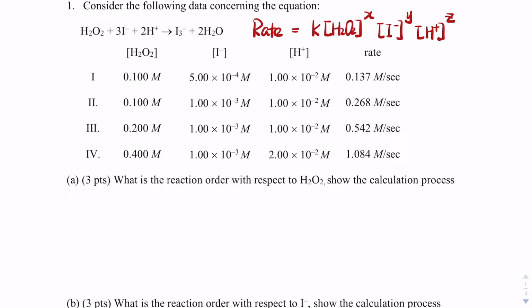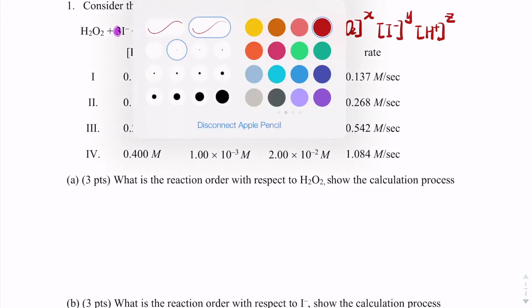Or you can use A, B, C, any symbols you want, but they represent unknowns. That's some number we don't know yet, and we're going to calculate it based on all this experimental data. The other thing is, what about this 3 and this 2? Are we supposed to use them? Again, remember, this is the overall reaction.